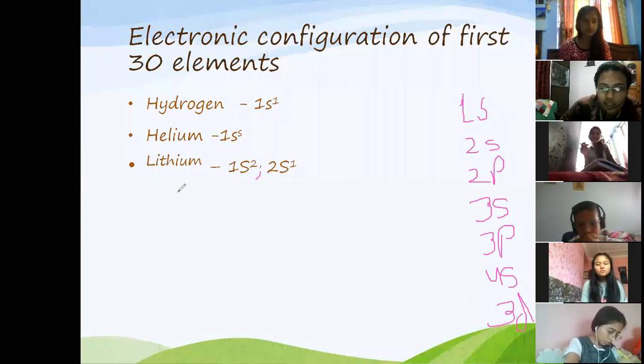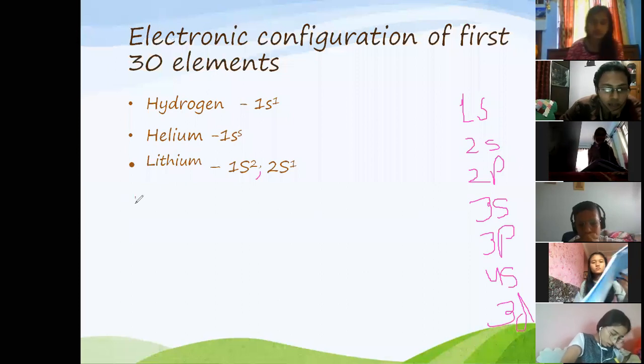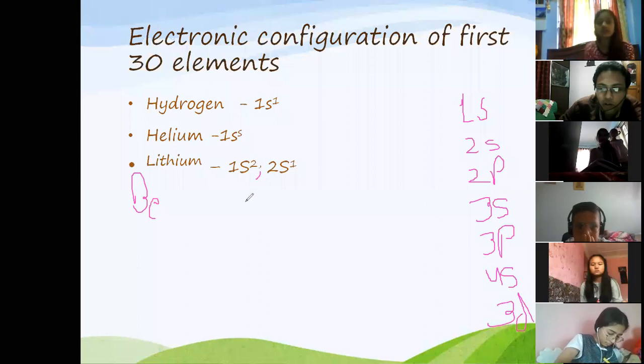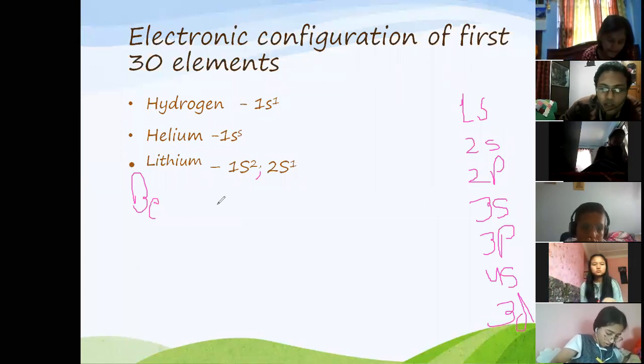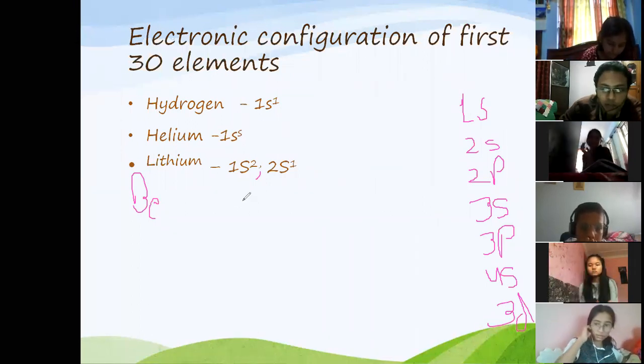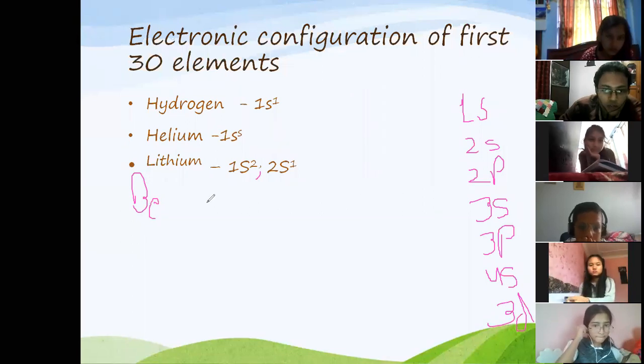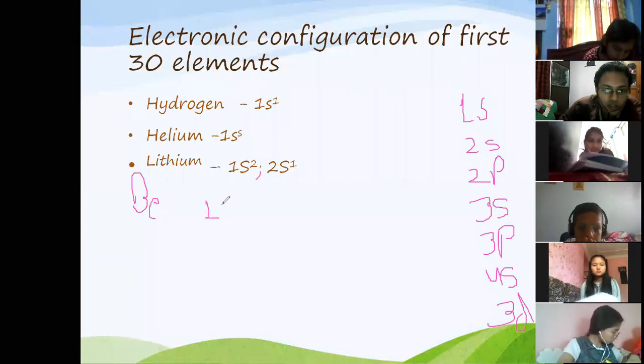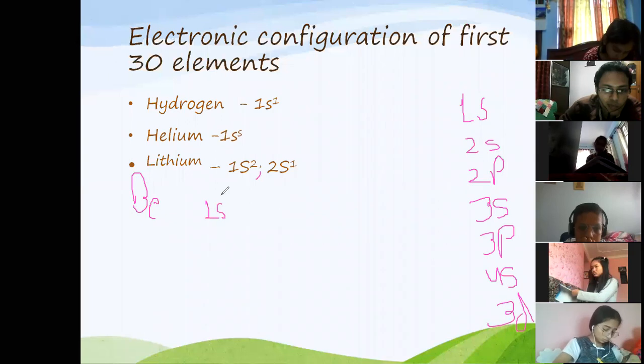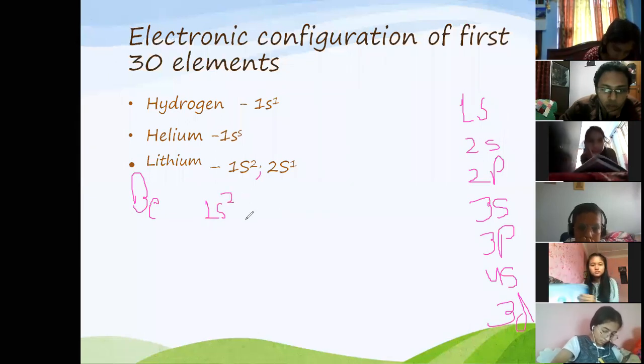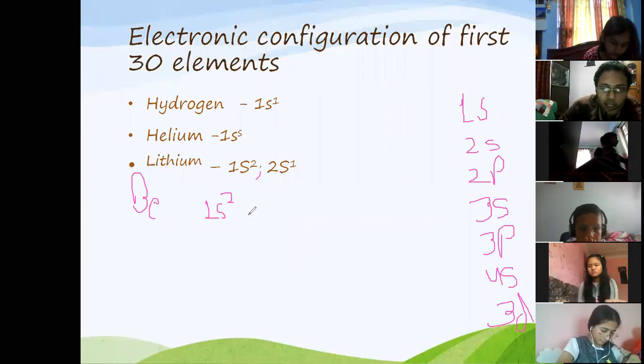Okay, after lithium, what comes? After lithium comes beryllium. Beryllium atomic number is 4. That means there are 4 electrons, right? So 4 electrons we have to distribute among those orbitals. First orbital to fill is 1s. 1s can have a maximum of 2 electrons, right? 1s2. So now 2 electrons remaining. 2 electrons will go to the next priority, and the next priority is 2s.